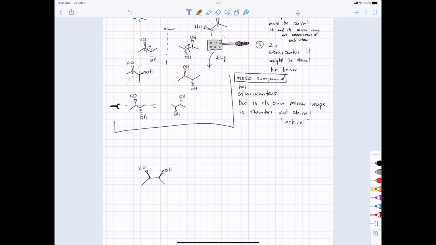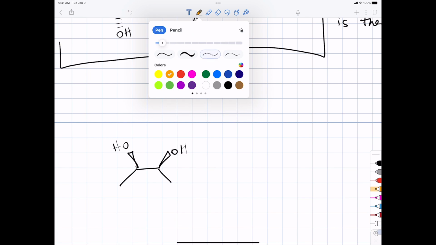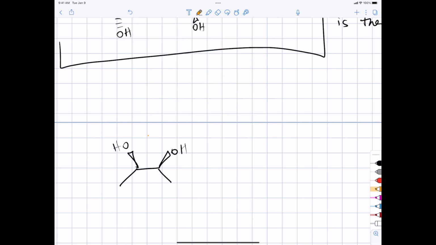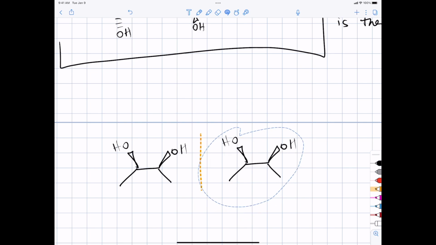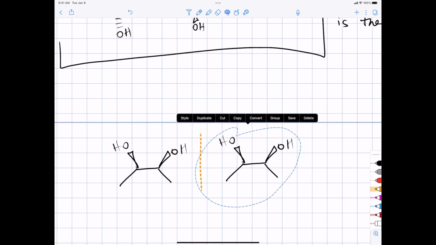Dang it. Let's see, I want this, but I want this. There we go. Ooh, that's lovely. All you have to do to demonstrate that's the case is once you've found the plane of symmetry, slide it over, copy and paste the molecule, and boom. It is the same as its mirror image.